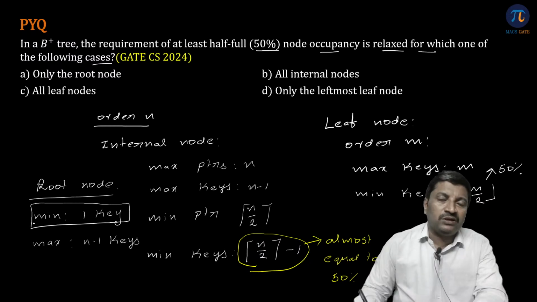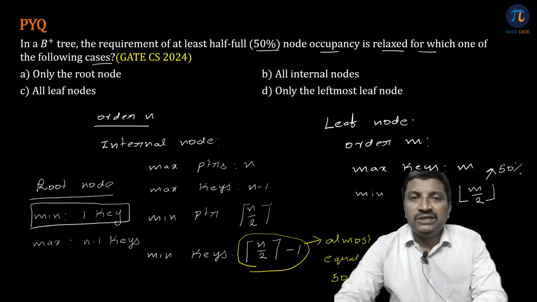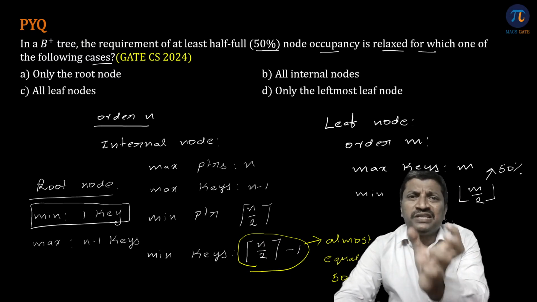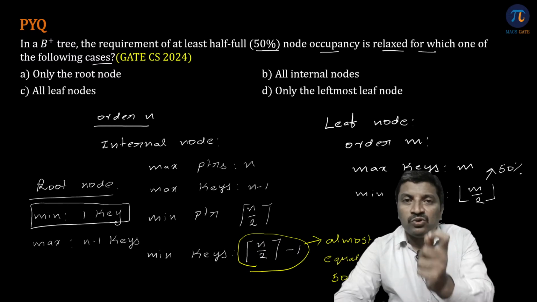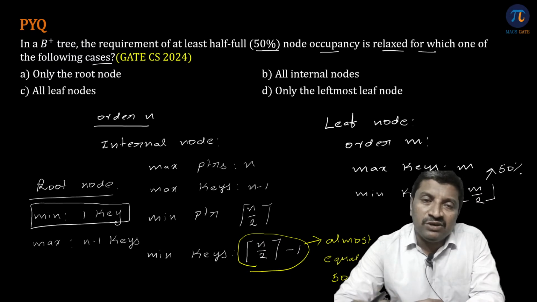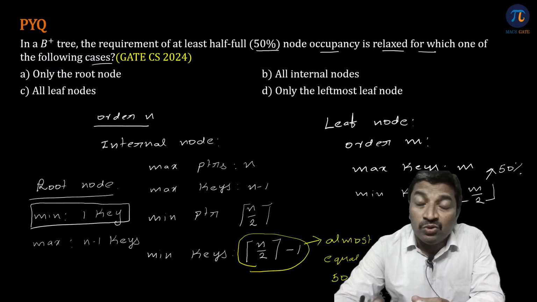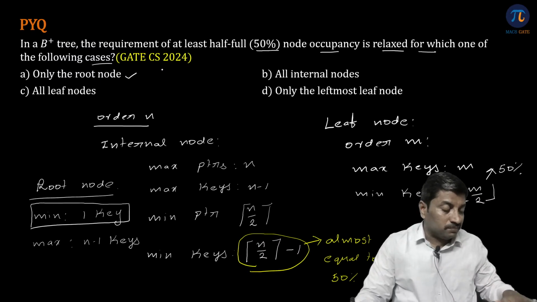There is no rule that the root node also should contain 50% of the nodes, because when you are splitting the nodes and the split forms a root node, that root node should have only one key value. So if I give this condition 50%, I cannot split that node to form the new root node. So root node is having the relaxation for 50%. So this is our answer. Hope you understood it.